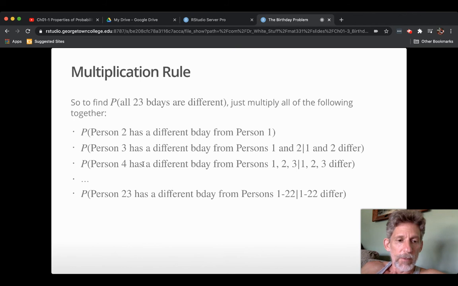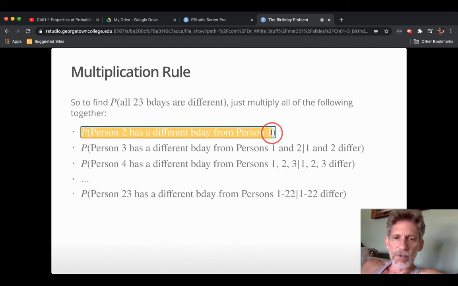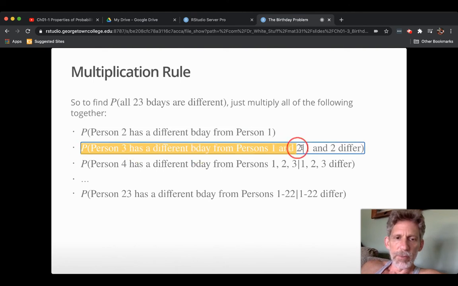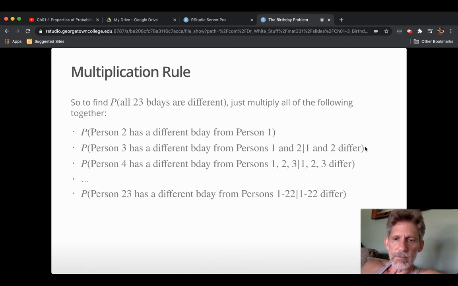To find the probability of the intersection, you can use the multiplication rule. And you just get a bunch of probabilities times conditional probabilities. So when you use the multiplication rule to get this probability, you start with the probability that person 2 has a different birthday from person 1. And then your next up is a conditional probability, the probability that person 3 has a different birthday from persons 1 and 2, given that person 1 had a different birthday from person 2.